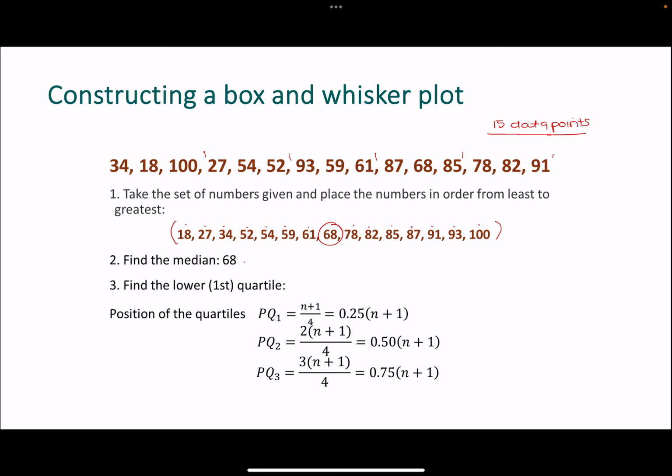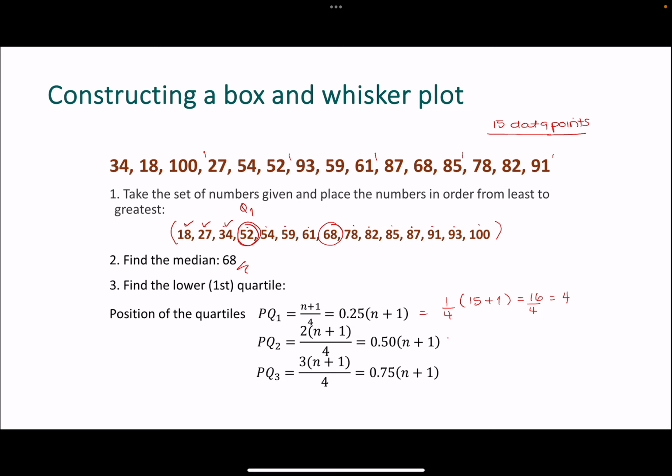So now we need to find the lower or the first quartile. I told you that this is position, right? So in this case, we have 0.25 times n plus 1. So we have 1 over 4 times 15 plus 1. So we have 16 over 4. So this is equal to 4. But the 4 is position. So I have 1, 2, 3, and 4. That is my Q1.